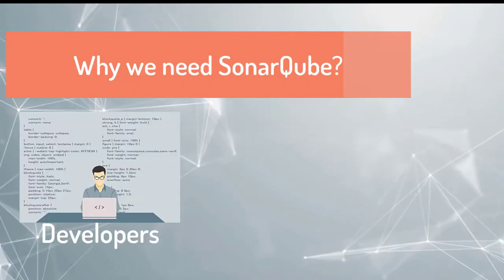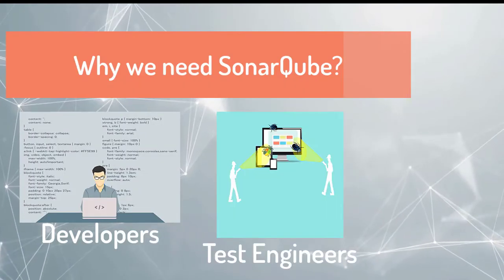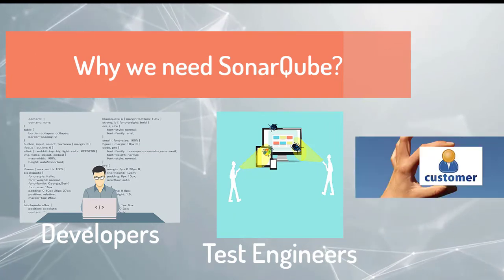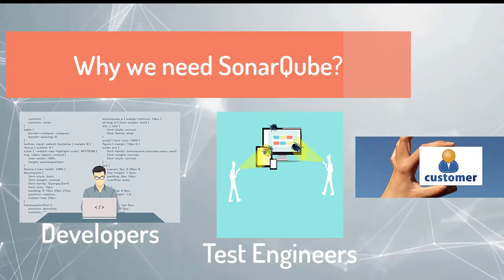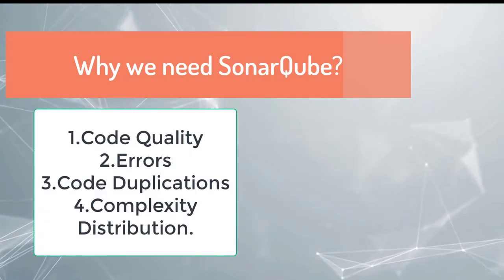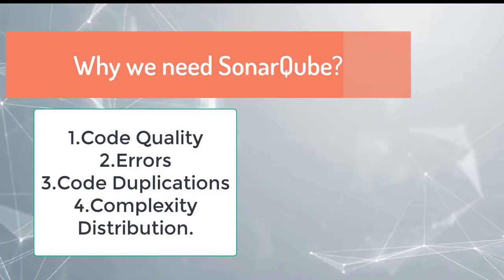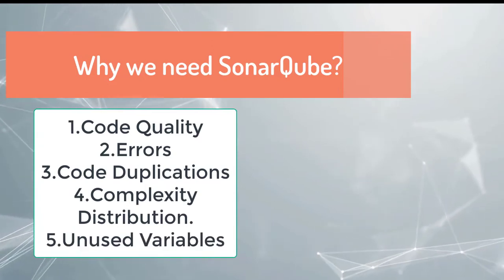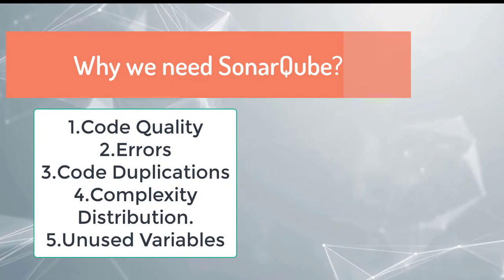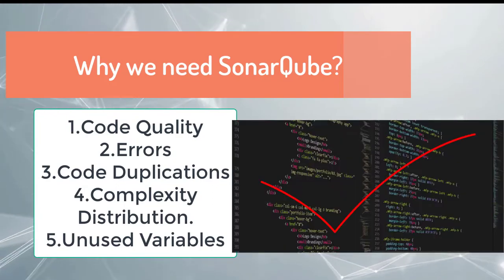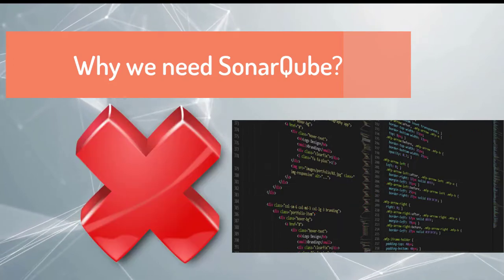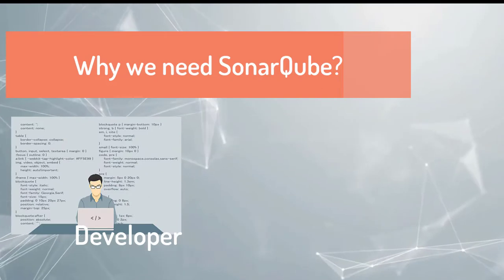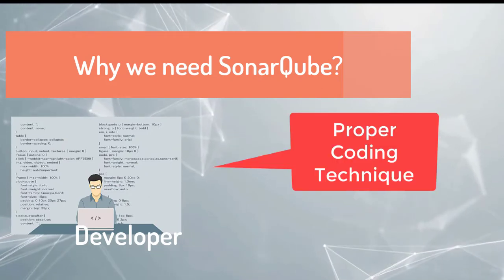For example, in a company, developers and test engineers will be working on a project to provide required functionality to the customer under time constraints. Sometimes it is so essential to developers that they frequently compromise code quality, errors, code duplications and poor complexity distribution, and also they will leave unused variables. Still, the code will work in the desired way. But it is not a good practice to deliver functionality to the customer. So developers should constantly use proper coding techniques to avoid these issues in code.